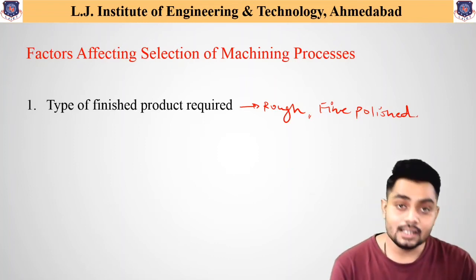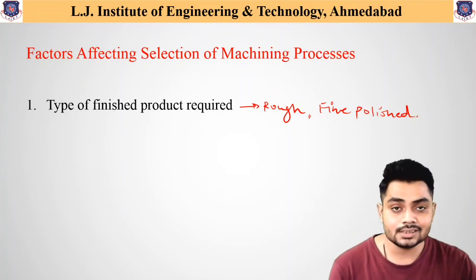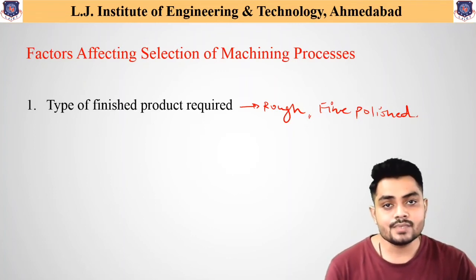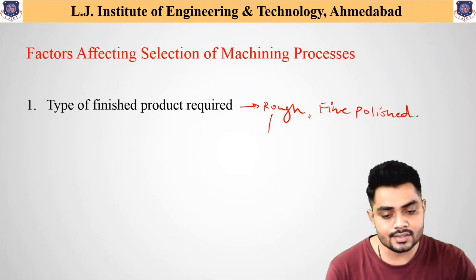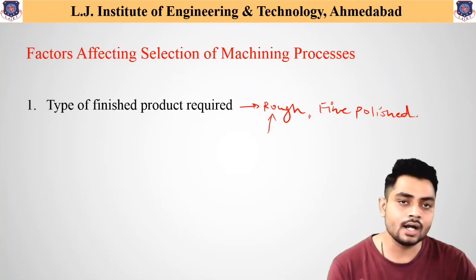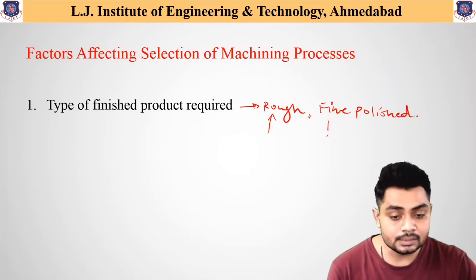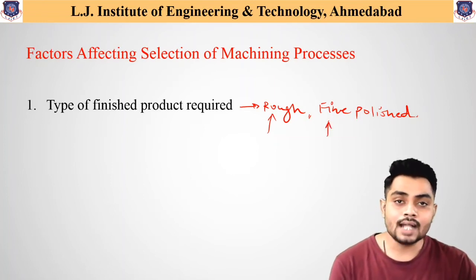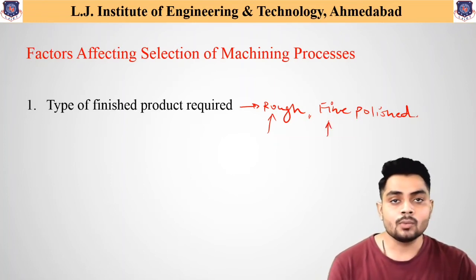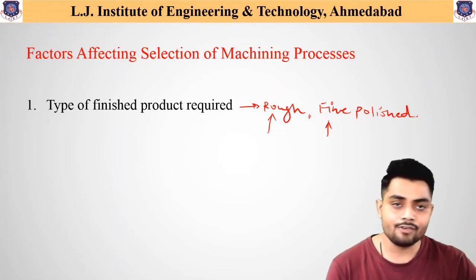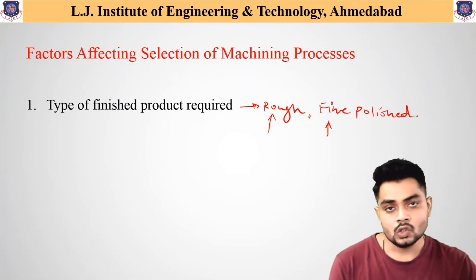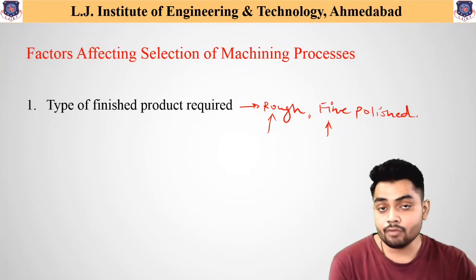If we say a lathe machine, milling machine, drilling machine, all these different types of machinery result in rough surfaces which give just the outer or required shape. But if we want to obtain a final finished polished product, at that time a grinding operation is performed on that particular workpiece to obtain the final finished product. So that is the first factor: based on the type of finished product required, the machining needs to be selected.